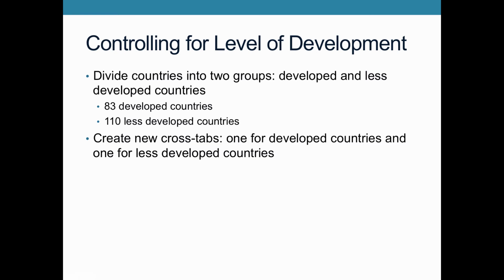You create two new crosstabs, one for developed countries and one for less developed countries. And what you're doing here is looking at the relationship between democracy and signing that treaty once we control for having a certain level of development. Do you still observe that kind of relationship once you're controlling for level of development? And what controlling for really means is just comparing developed countries with developed countries and less developed countries with less developed countries.